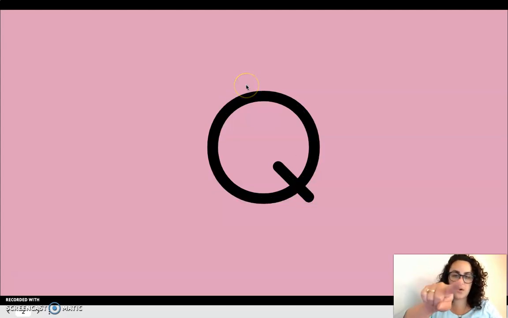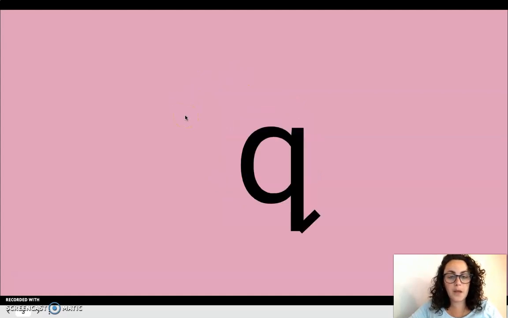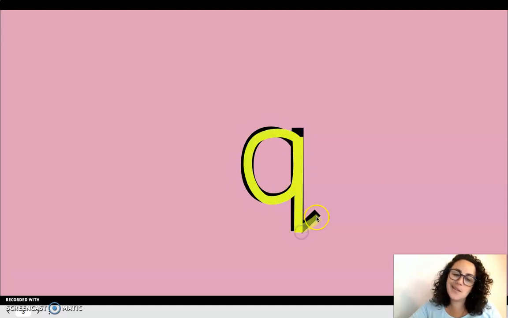So let's try it together. We do a circle, pick up our pencil, a little line. A lowercase q looks very different, so we have to remember that these guys go together. A lowercase q is a circle, and then a line, and often we see a little tail again. Different people might write it different ways, but I like to write it with the tail.